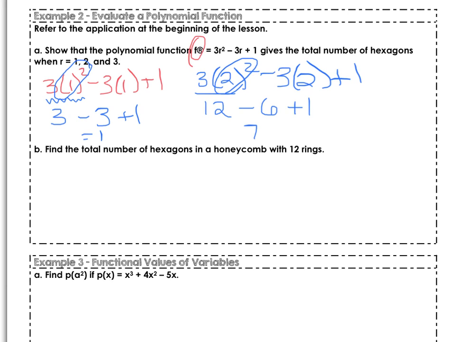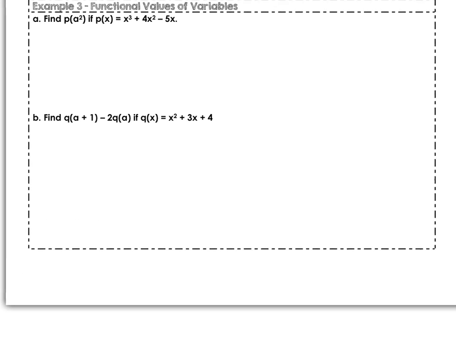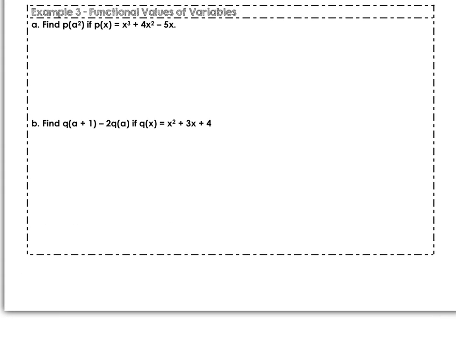Why don't you finish the rest of those? You may need to pause me because actually I'm going to move on, and then check your answers with example 2. When we're looking at example 3, it's not meant to freak you out that I'm having you plug in something a little bit bigger here for x, okay? So I have p of a squared. That means everywhere I see an x, I'm going to plug in a squared, okay?